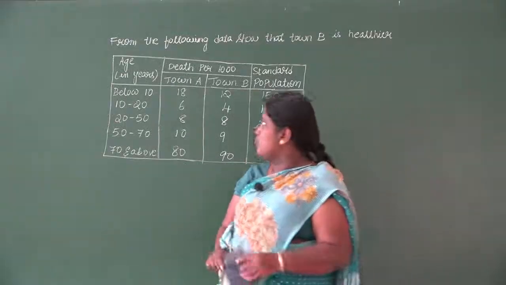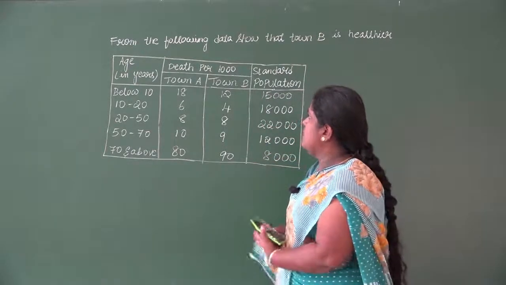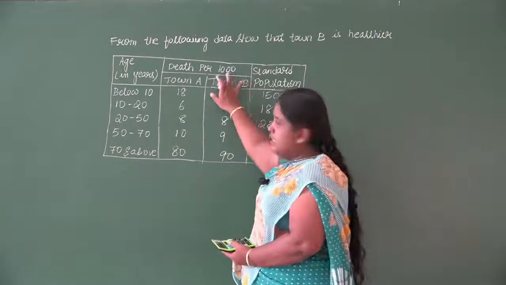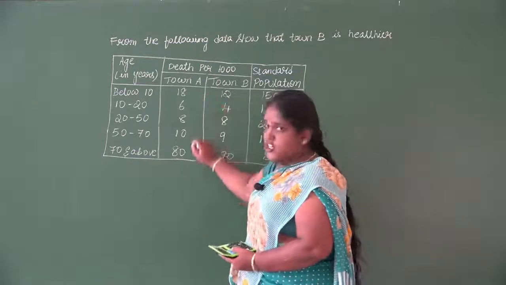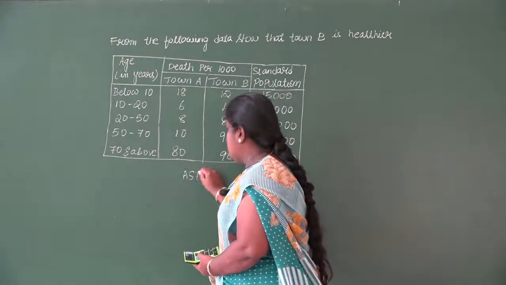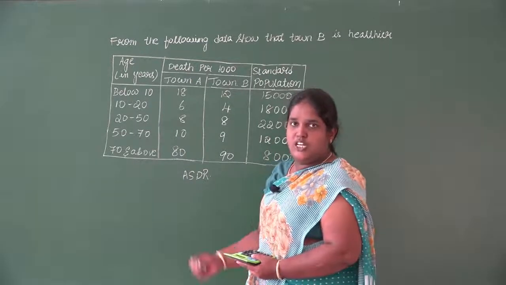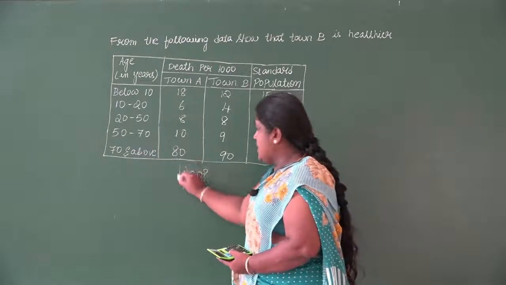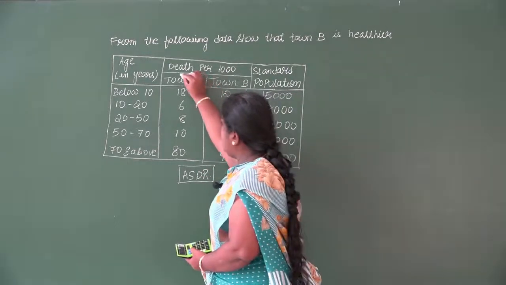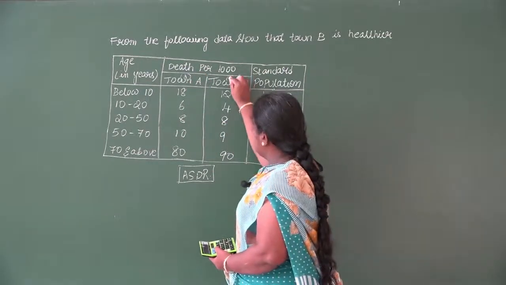This is the next problem. The question is, from the following data show that town B is healthier. What is given in this is age group, then they have given death per 1,000. Whenever we calculate per 1,000 regarding each age group value, if it is given, it is nothing but ASDR. So you need not calculate the ASDR value again. If they have given death rate or death per 1,000, it means that the ASDR values are given for each age group. So the town A value, death per 1,000, is nothing but A, and town B values is B.